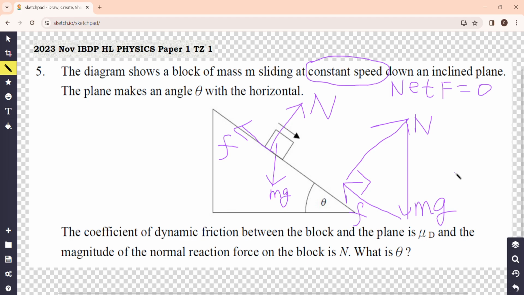And by geometry, you can realize this is theta, so this is theta. And you also remember F equals mu N. So look at this right angled triangle. Sine theta equals F over mg.